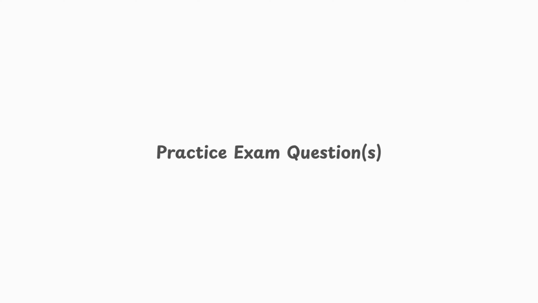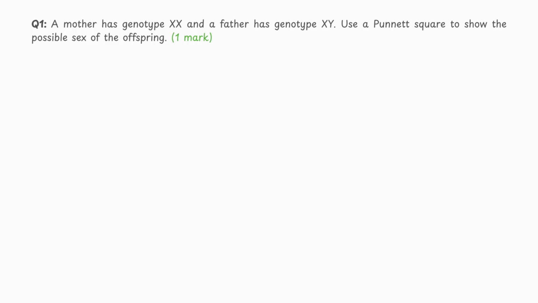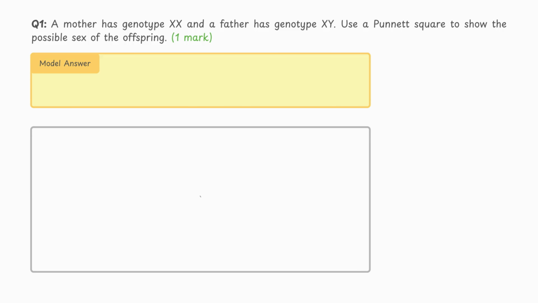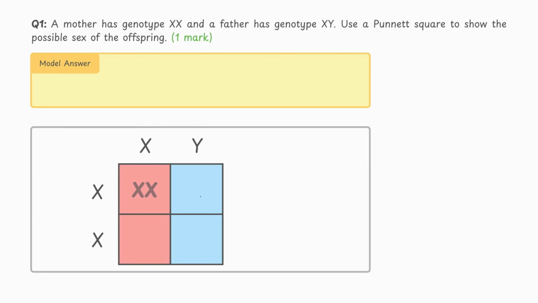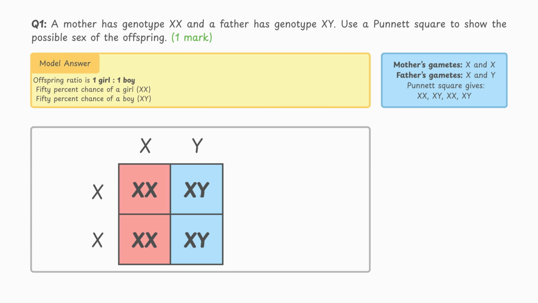Let's dive into some exam-style practice questions. You can pause the video and try it yourself. For the first problem, a mother has genotype XX and a father has genotype XY. Use a Punnett square to show the possible sex of the offspring. The Punnett square gives XX, XY, XX, and XY. This results in a 1-to-1 ratio, meaning a 50% chance of a girl and a 50% chance of a boy.